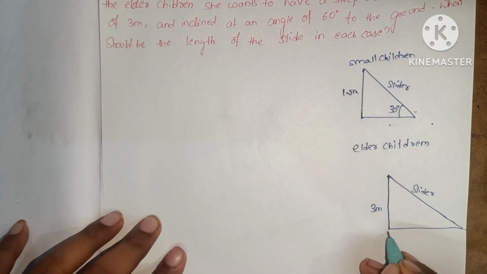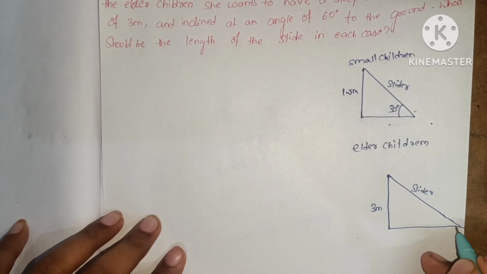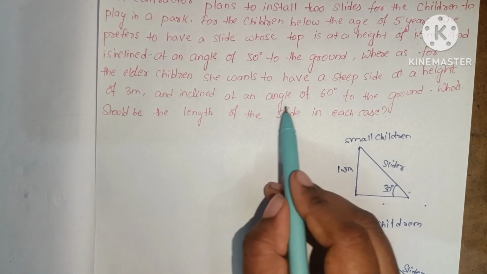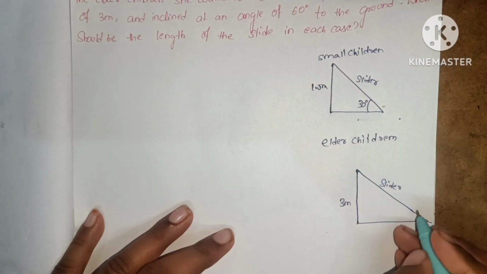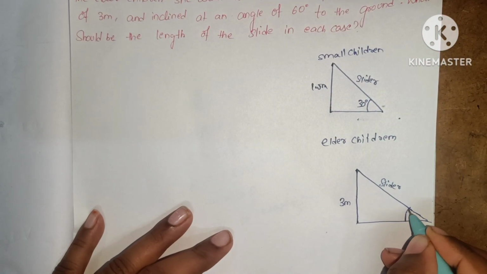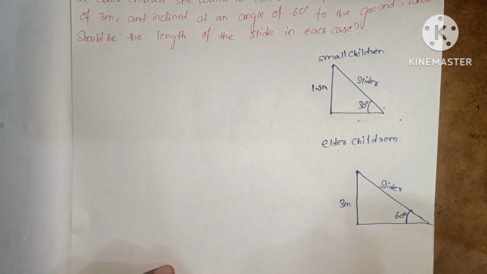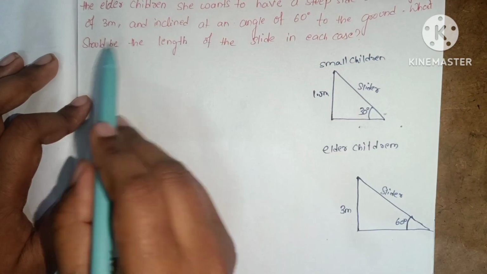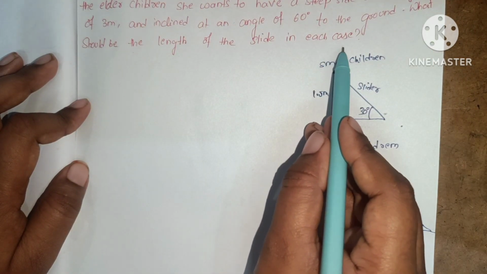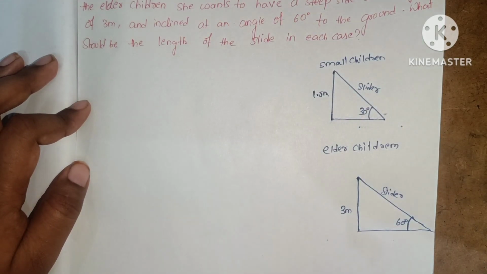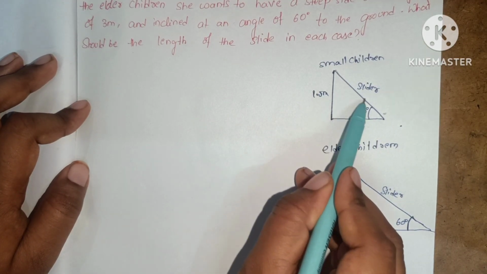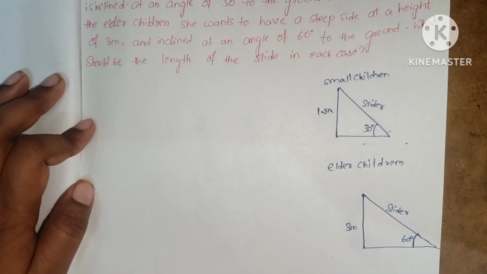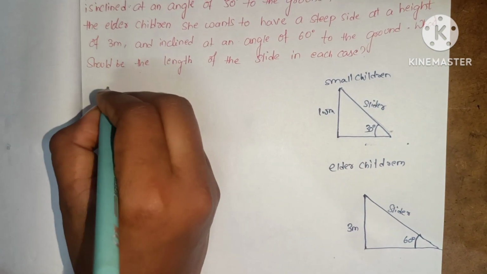So this is the slider, and this is the height of the slider. I joined the foot of the slider and this point. Here again it is inclined at an angle of 60 degrees. What he asked is to find the length of the slide in each case. So first let us take case 1.